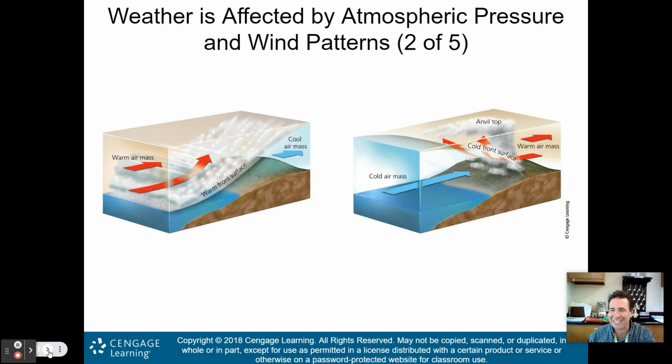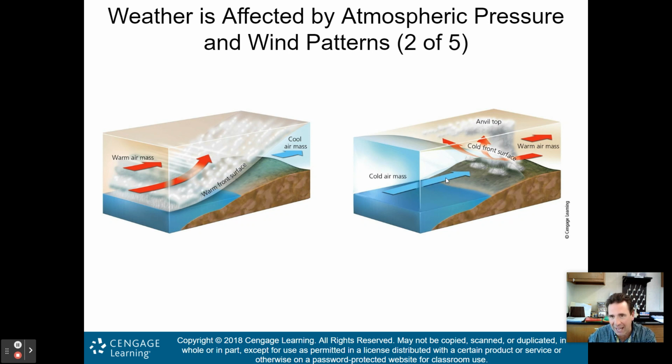These are basically cross sections of warm and cold fronts. This is your warm front on the left. Again, warm air moving into cold air. The warm air slowly rides up and over the cool air. So in warm front situations, you mainly have a light, steady rain or snow occurring.